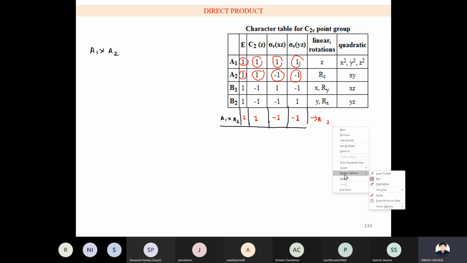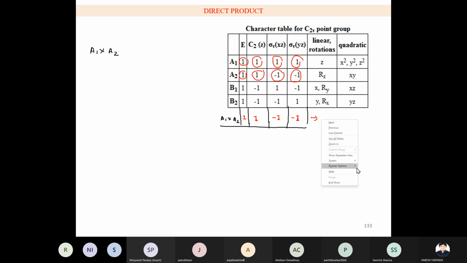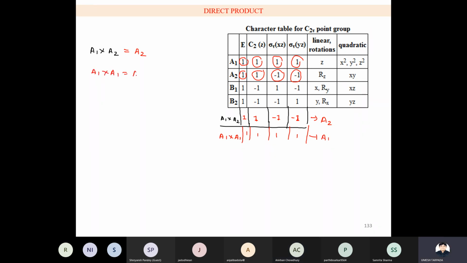Similar way you can calculate A1 cross A1 also. You have to take A1 two times, so 1 into 1 is 1, 1 1 1, which is equal to A1. So A1 cross A1 is equal to A1.